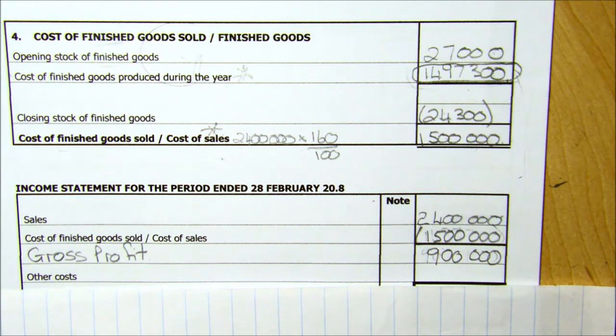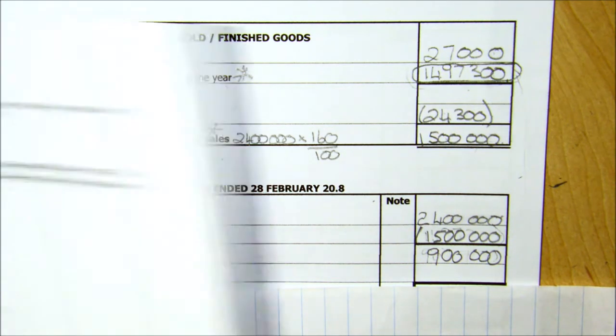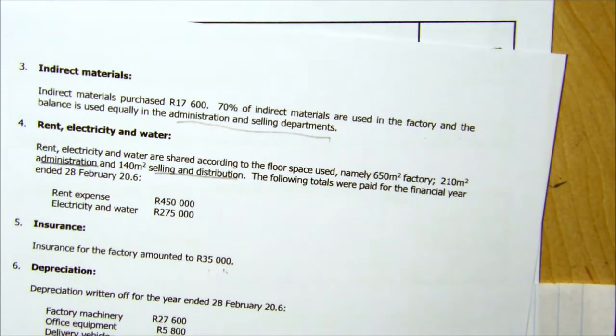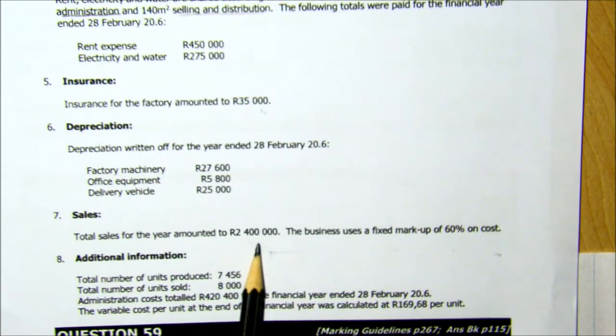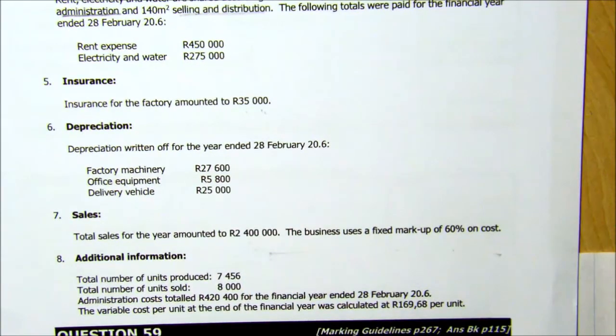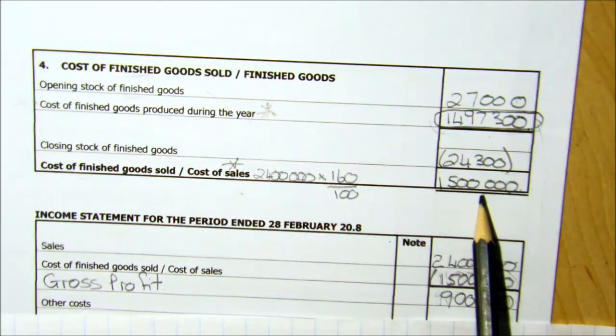Now, like any other income statement that you've done in the past, you would start with your sales and your cost of sales, and then get your gross profit. The sales, remember, was given to you in the exercise. They told us that our sales amounted to 2,400,000. That was given to you in point number 7. And then we used that when we came to work out our cost of sales in our finished goods account.